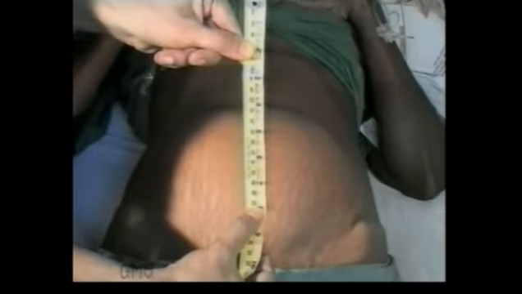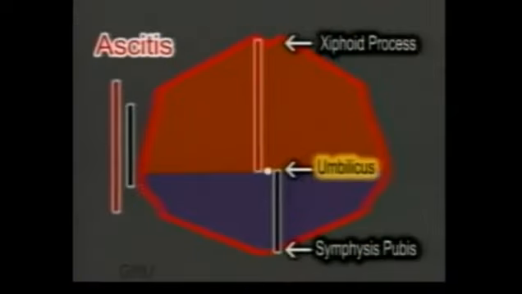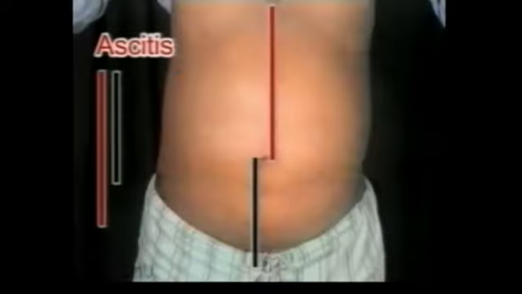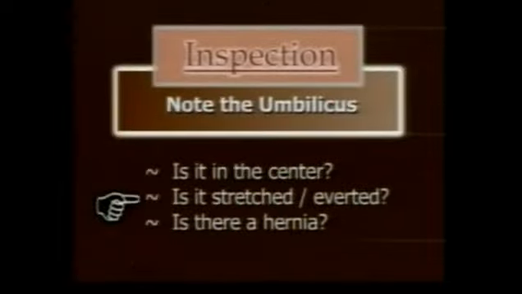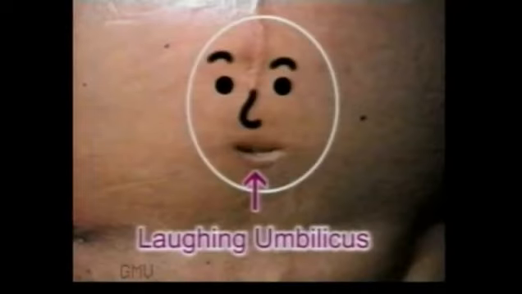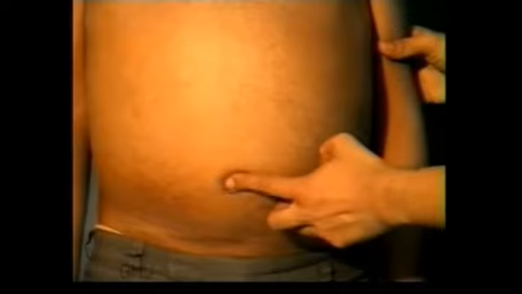and symphysis pubis. In ascites, reverse is the case. The distance between the xiphoid process and the umbilicus is more than the distance between the umbilicus and symphysis pubis. This is Tanyol's sign. Then note the shape of the umbilicus. In ascites, it may be transversely stretched, or a laughing umbilicus, or everted as an umbilical hernia. Then ask the patient to cough and look for an expansile impulse indicating an umbilical or paraumbilical hernia.